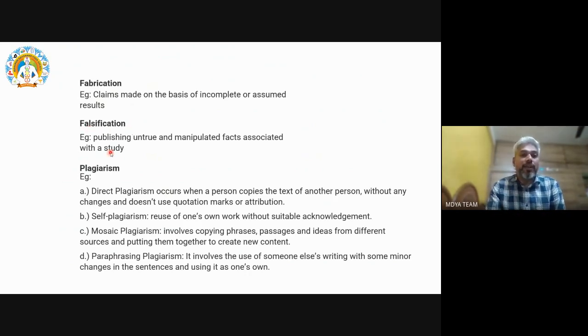Second is falsification. Falsification is publishing untrue and manipulated facts associated with the study. So if you are presenting facts in your research, it is very important that they should be true, and you cannot manipulate the real facts. If you are doing such a thing, that will come under falsification.